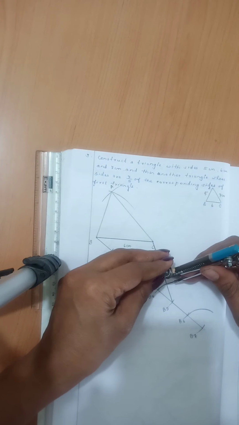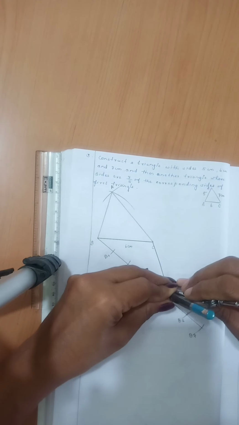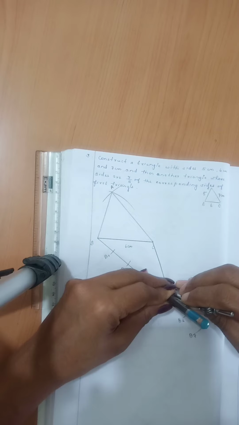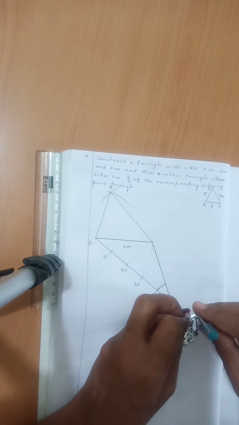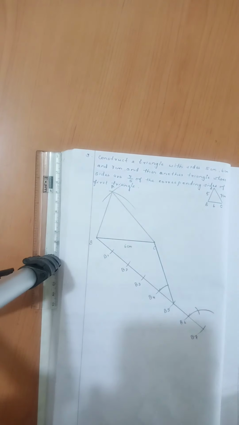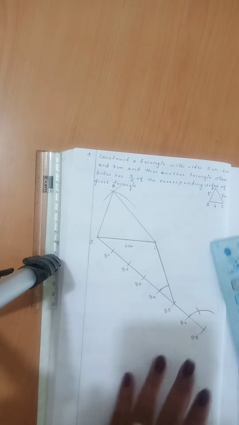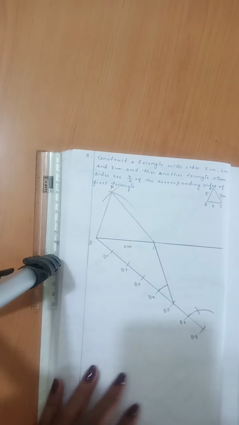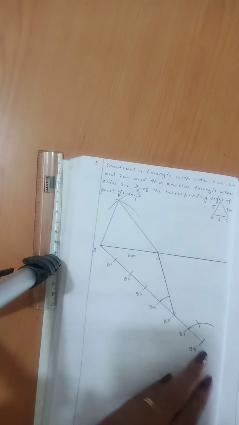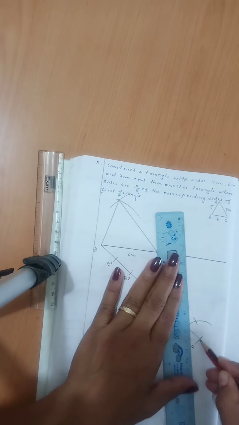Now take the width of the first arc. Take the width. Keep it here at the starting point of the arc and bisect it. Now we have to draw the line. So here we have to draw a line which should be parallel to the given line, that is CB5. Before that, we have to extend this line. Extend this line. Now we will draw the line from B7.